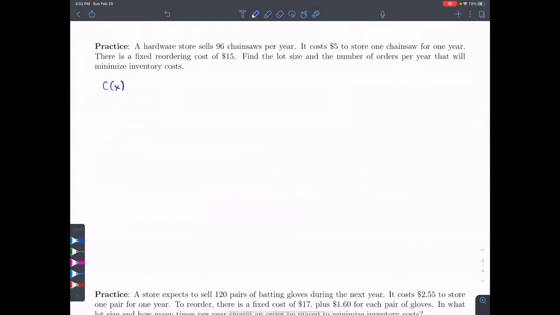So C of X here, it is $5 to store it for a year. So $5, and we're going to assume that we are, again, storing about half of our lot size at a time. And then there's a fixed cost of $15 for reordering. This is 96 divided by X. X is going to be our lot size.